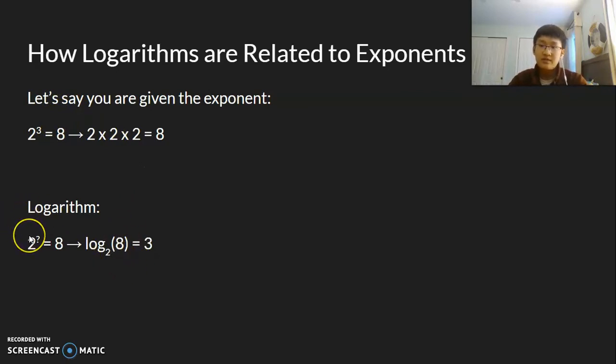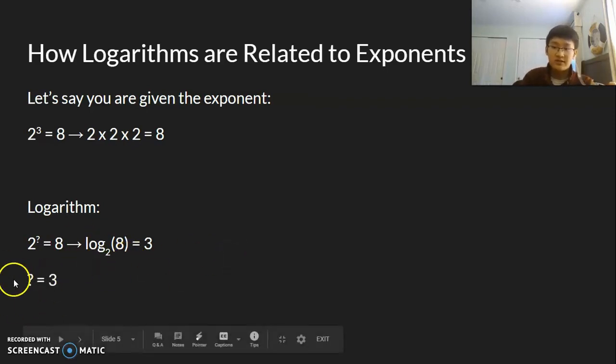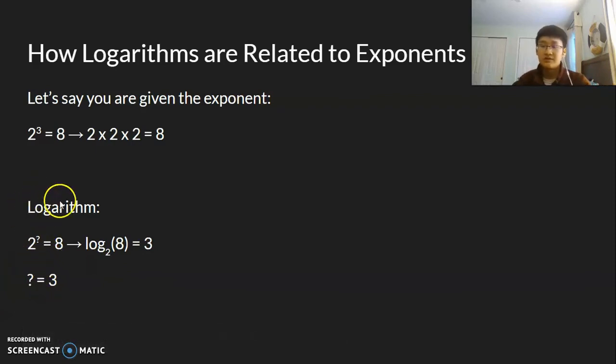So basically the logarithm is just going to be trying to find the exponent while providing you an argument and a base. And so the question mark is equal to 3, obviously, because 2 times 2 times 2 equals 8.